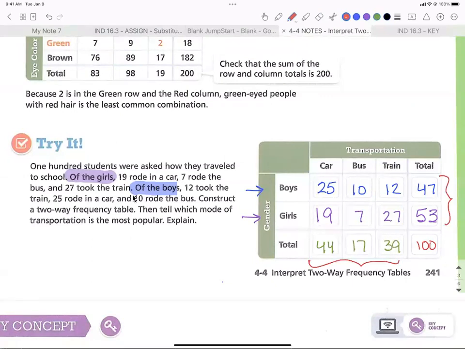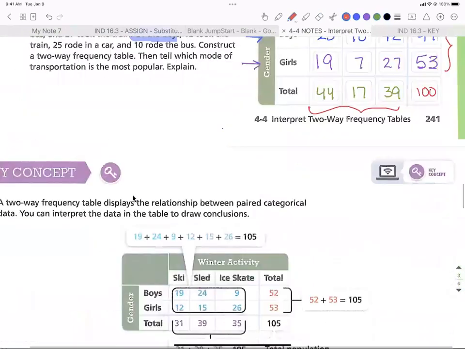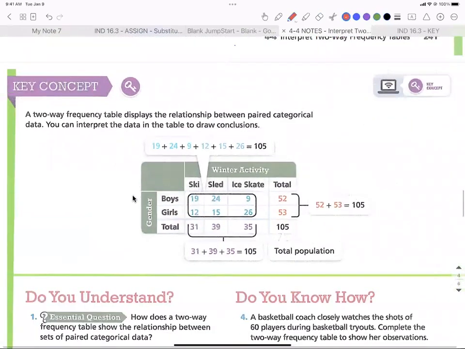Train. What's the most popular mode of transportation amongst boys? Car. Very good. All right. So under key concepts, really we're done with the new material. The only thing I want to show you is how to decide whether or not you need to use ratio or raw data. And when I say raw data, I mean straight out of the table.